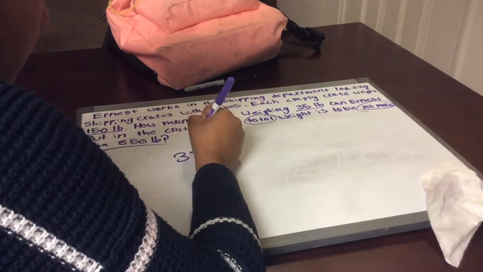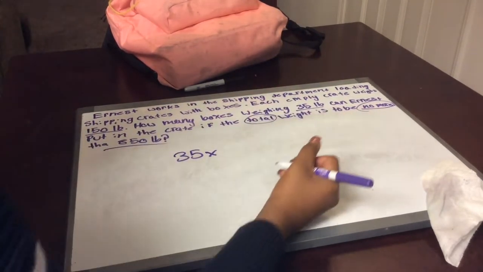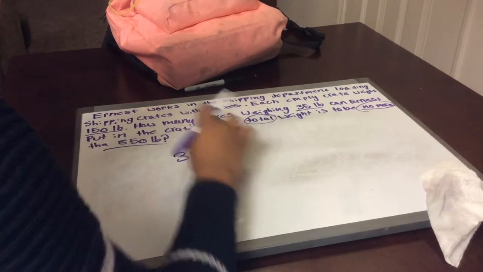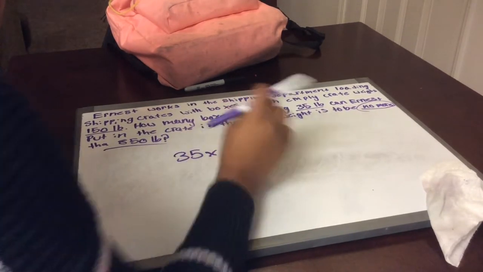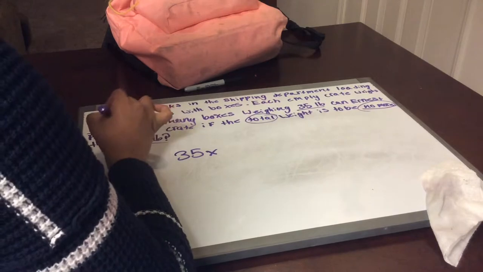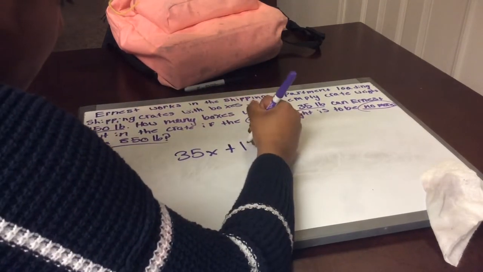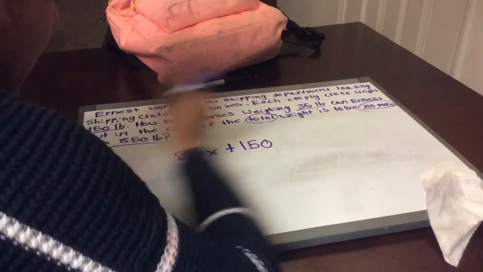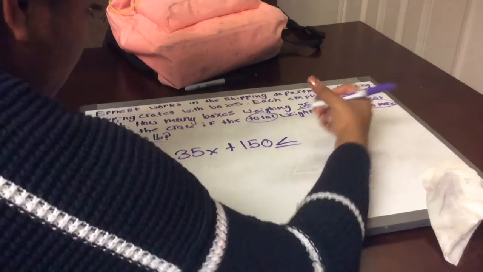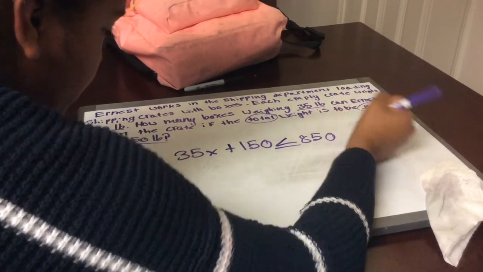So, 35 pounds. X is going to be our variable for today because X is how many boxes we can put in the crate. We know that each empty crate weighs 150, so that's going to be plus 150. So this together is going to be less than or equal to 850.